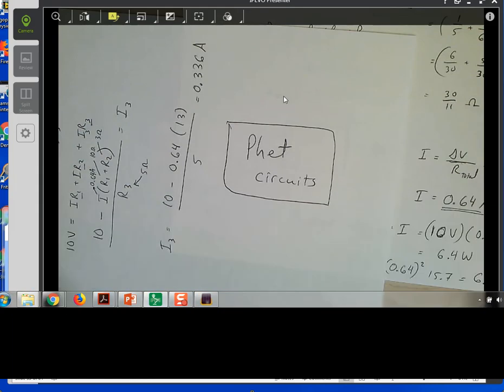Please practice with the PhET simulation, and also there are many problems to work in the back of the text. Keep practicing them until you feel comfortable finding the voltage drop across a resistor, the current through a resistor, and the power dissipated through a resistor, and also the amount of total current that's going through your circuit and the total power that's being provided by your battery.